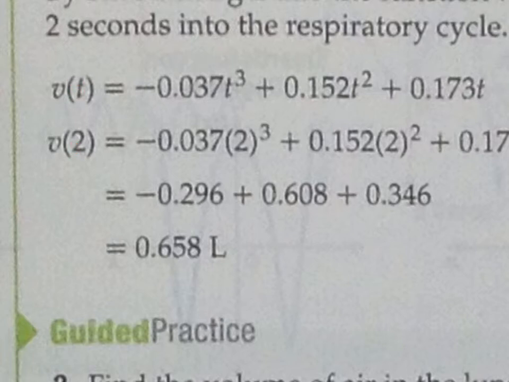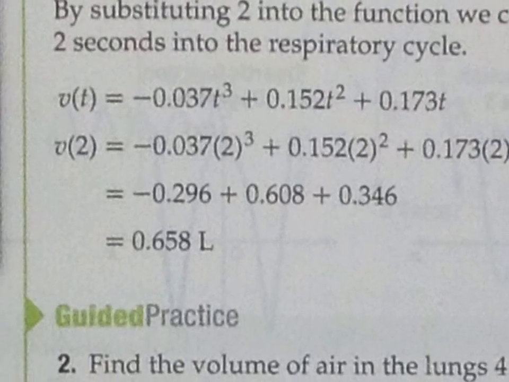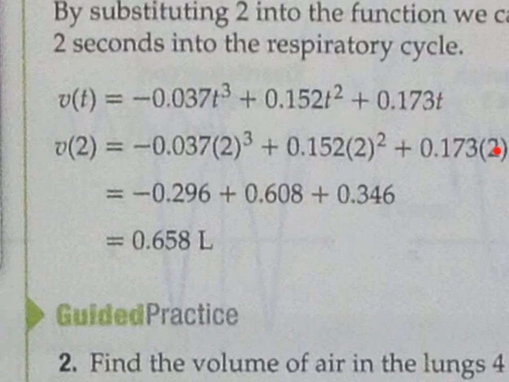So you're going to take your V of t function, here's your V of t function, and instead of t right there, t right there, and t right there, you're going to plug in 2 in place of t. Does that make sense? So instead of negative 0.037 t to the third, it's going to be negative 0.037 times 2 to the third. And of course you're going to do exponents first. And instead of this t, you're going to plug in a 2. Instead of this t, you're going to plug in a 2, as you can see right there.